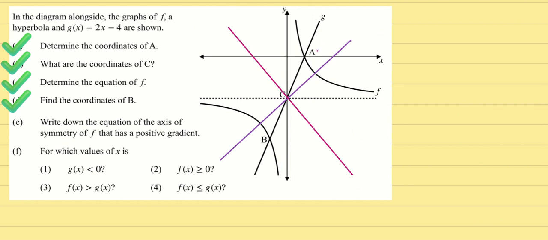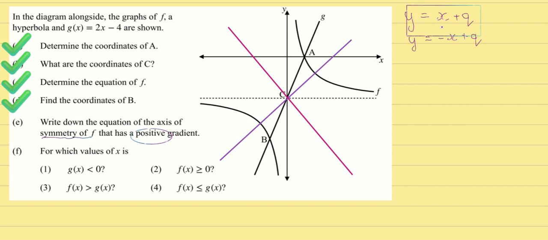Okay, so question E says, write down the equation of the axis of symmetry of f. Now let's pause there. There are two axes of symmetry. We have the one where y is equal to x plus q, and we have the one where y is equal to negative x plus q. Okay, now that we know that, the rest of the question says, write down the equation of the axis of symmetry that has a positive gradient. Okay, so that narrows it down. They want the one with a positive gradient, which would be this one.